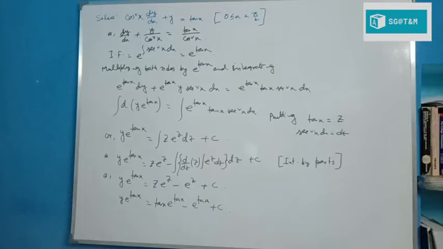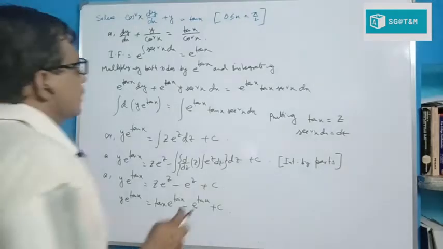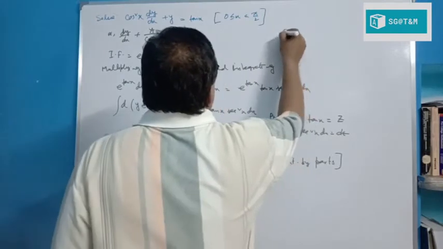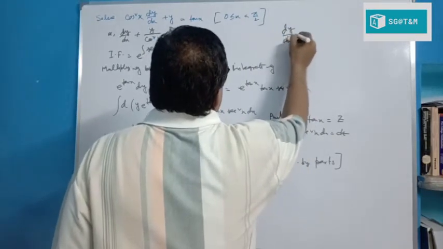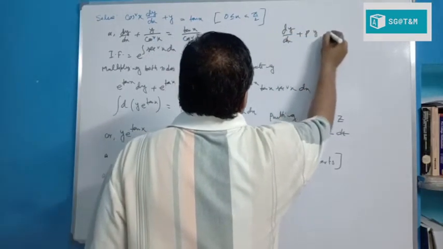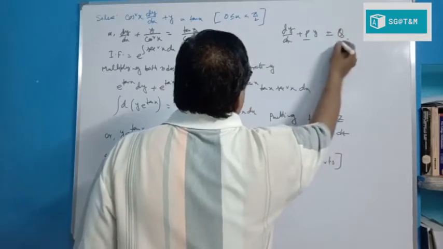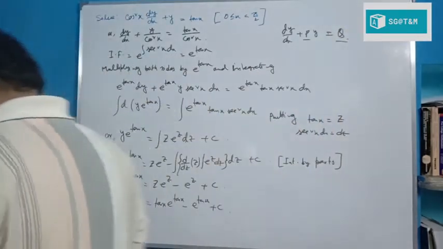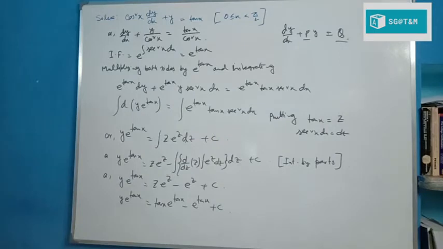If it is pi by 2, then it is undefined. Now, the problem based on linear, so again I write the linear form dy/dx plus p into y is equal to q, where p and q are functions of x only or constant. So it is not in the form of dy/dx plus py, since the coefficient of dy/dx is not 1. So we divide both sides by cos square x.